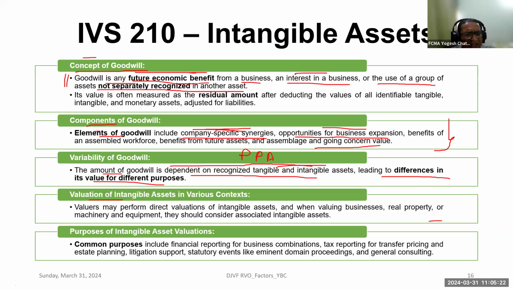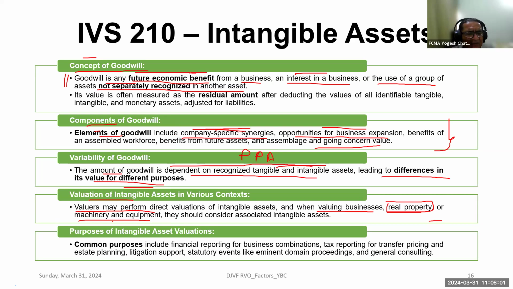This is when we need the valuation of intangible assets, that is, when valuing the business, real property, machinery and equipment. So even in the evaluation of land and building, the evaluation of intangibles or goodwill will be needed. In the evaluation of plant and equipment, we will appreciate that today is the era of automation. So each plant and machinery will be automated, and automated plant and machinery cannot run without software, without hardware.